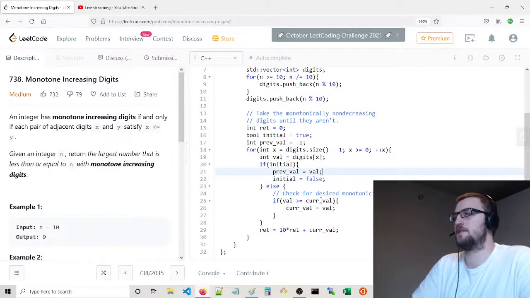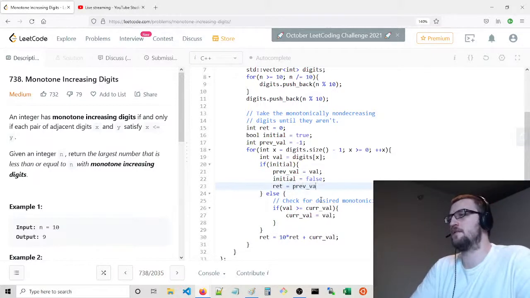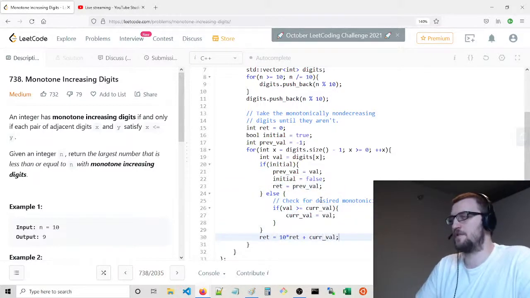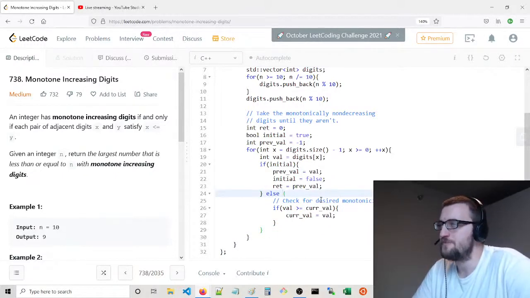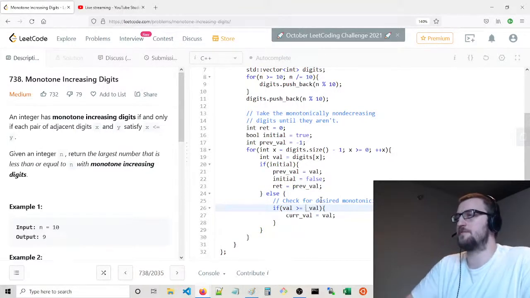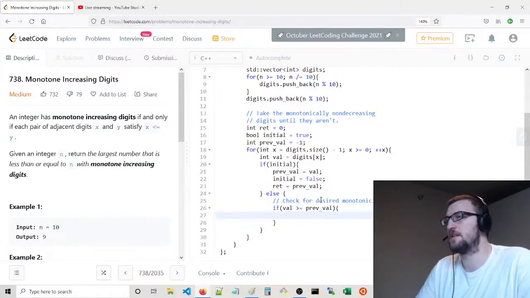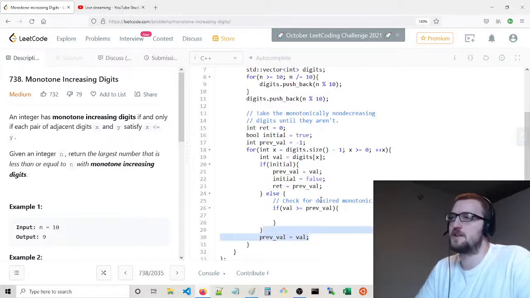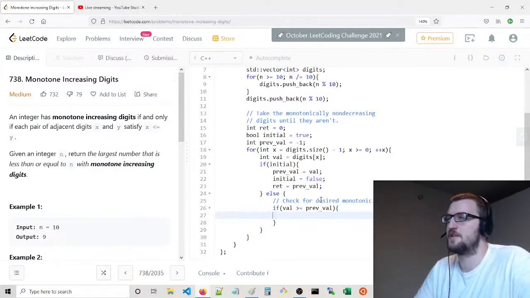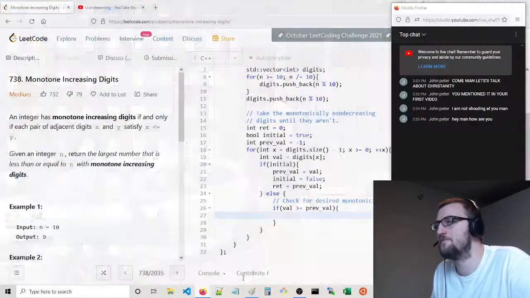Let's do it this way. Put this over here. So if this value is greater than or equal to the previous value, and then we're gonna always, I think, update this previous value to the value. Actually, that's not necessarily true. I don't actually know exactly what I want to do here.